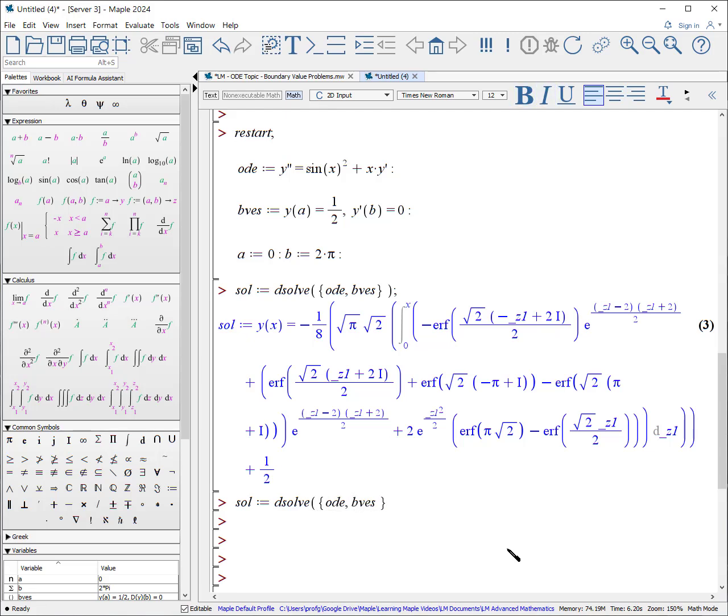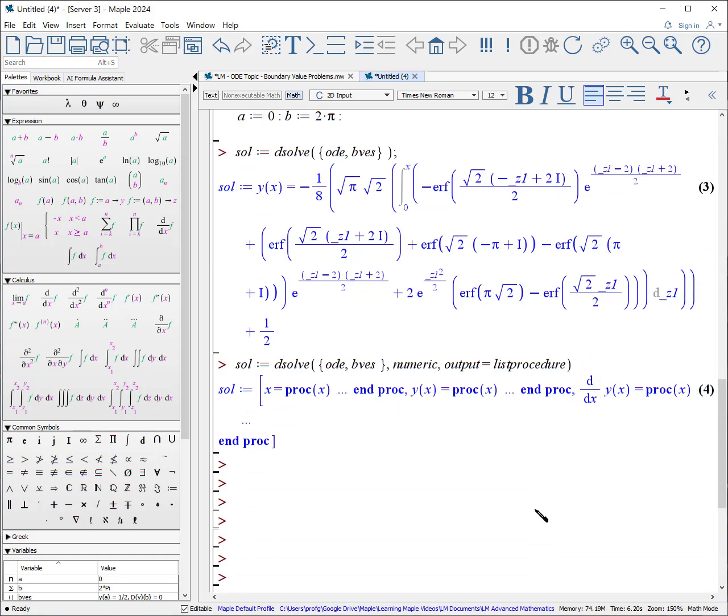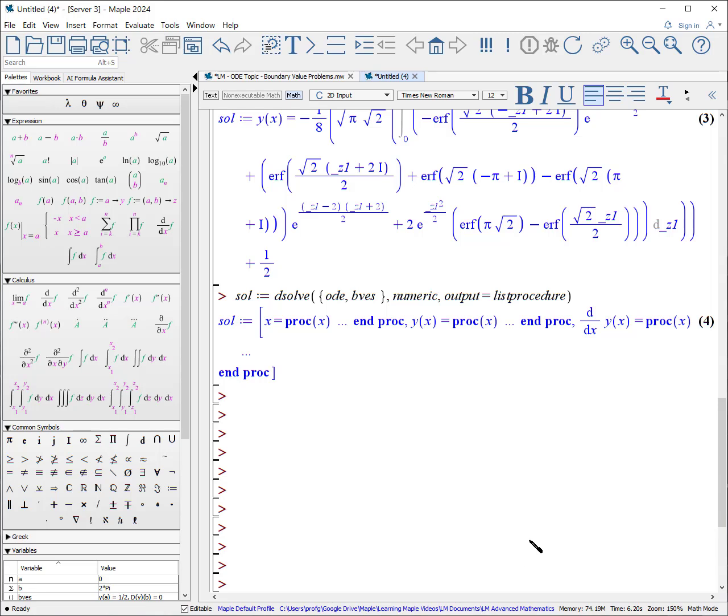So what do we do? We include dsolve, curly bracket, ODE, BVEs, close curly bracket, comma, numeric, and as always, output equals listprocedure, close. And now we have solutions for both the y of x and the first derivative. Let's take the results and plot them. y equals evaluate what y of x is from our solutions. And y prime, we will evaluate what y prime of x is from our solutions.